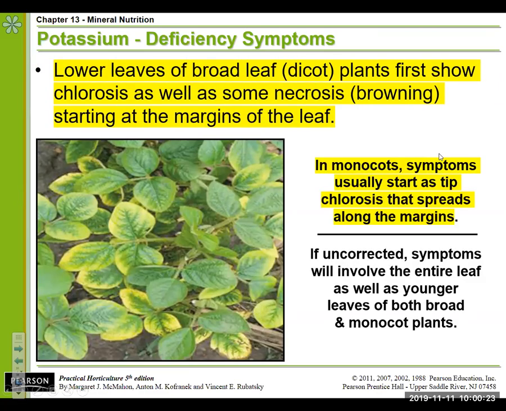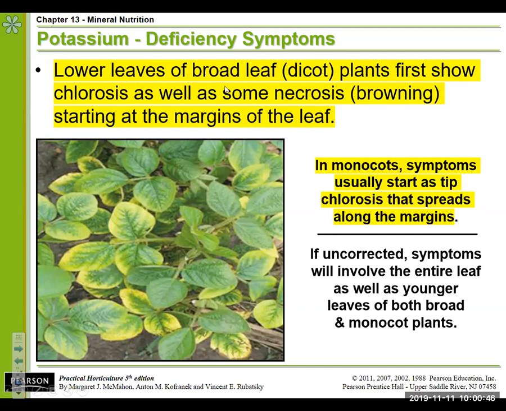Potassium can also be supplied through burning off of crop residues. Potash, if you've heard that being said before, is potassium. And they actually used to get it through burning crop residues in a pot and applying that ash to the soil.